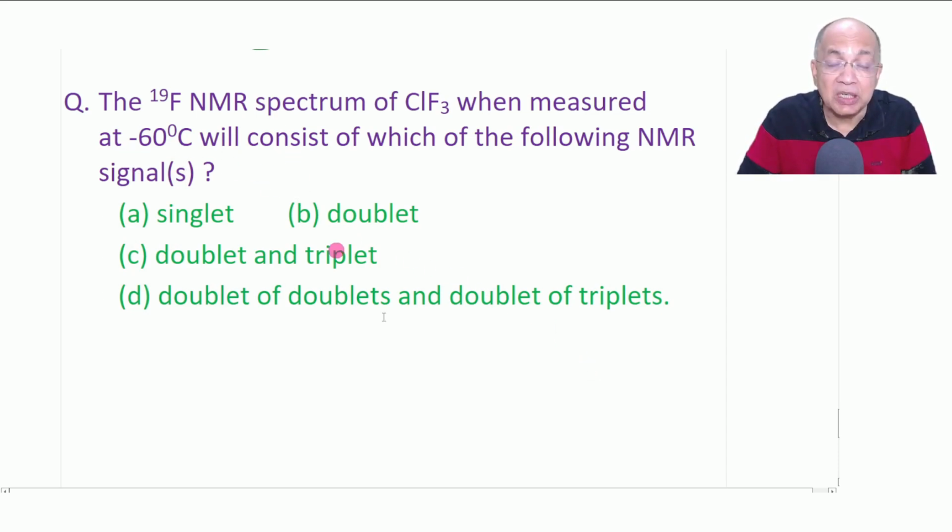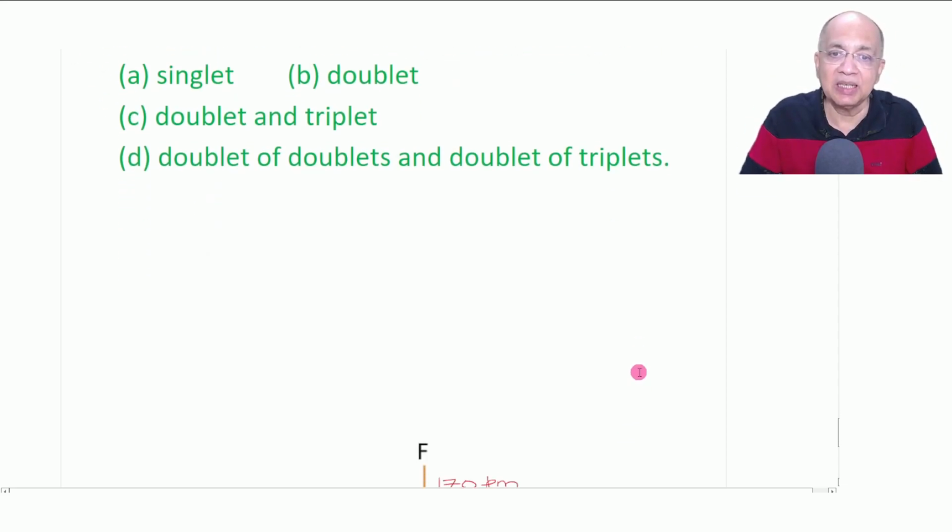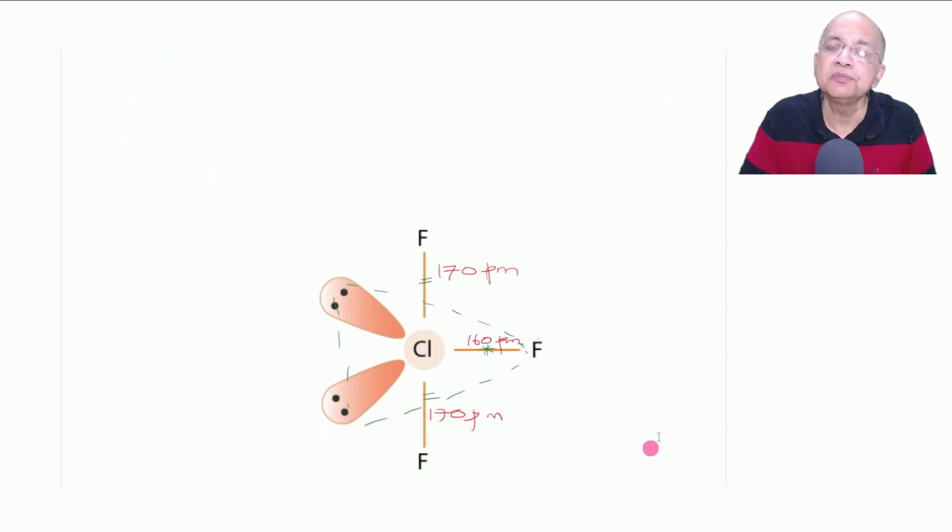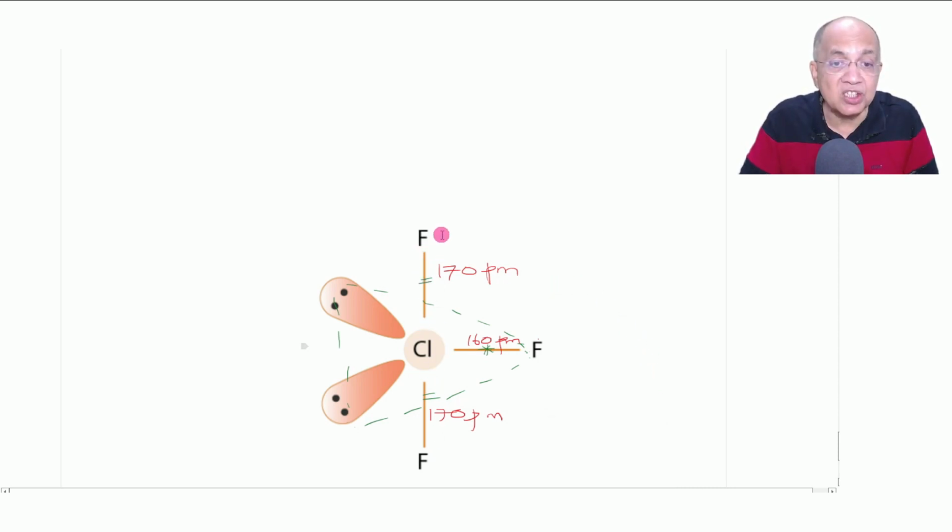But at such a low temperature, when the flipping or interchange becomes totally restricted, it shows two types of fluorine atoms. These two axial ones, which are longer, are equivalent under a symmetry operation, and this one is another, non-equivalent one. The distance is less, 160. So you get two fluorine resonances side by side. This one will be a triplet, because there are two equivalent neighboring fluorines, and these two equivalent fluorines will give you a doublet. So a doublet and a triplet.